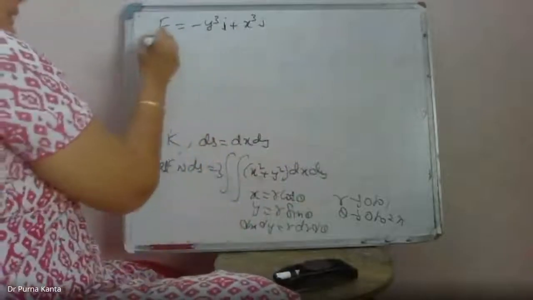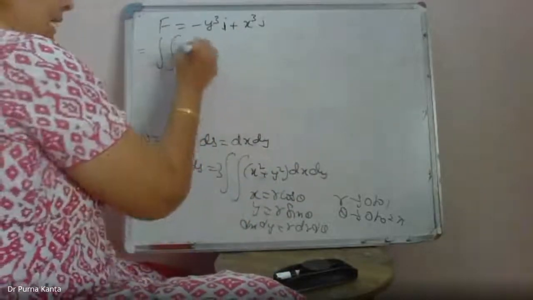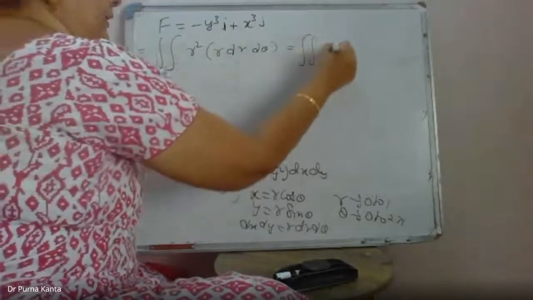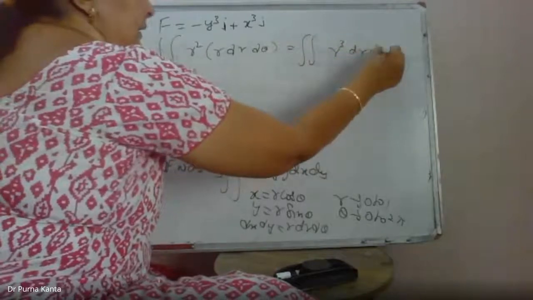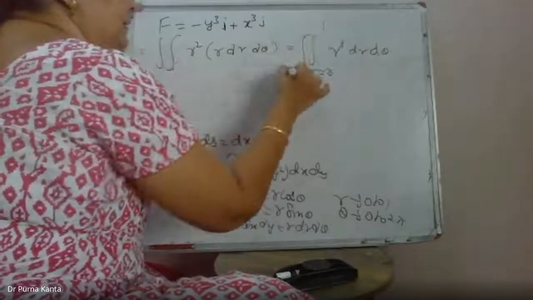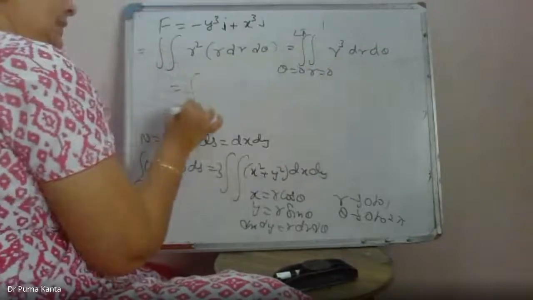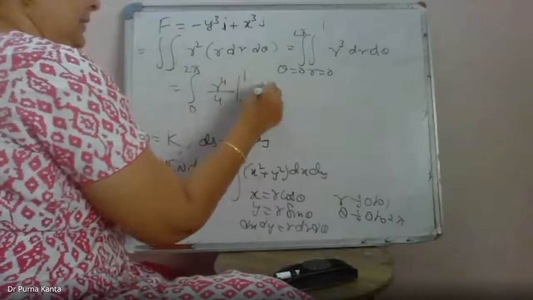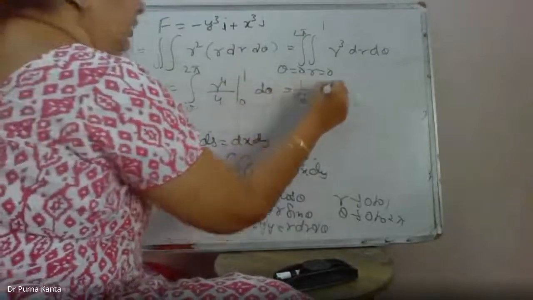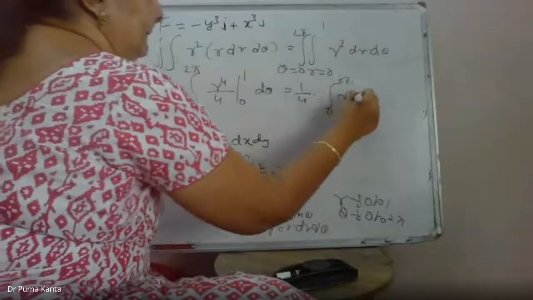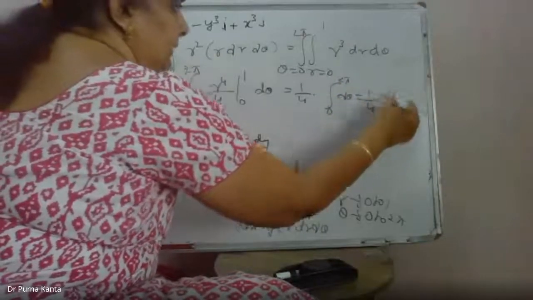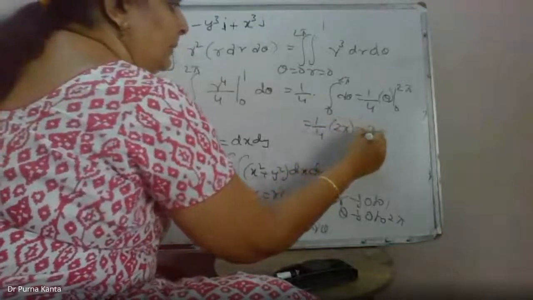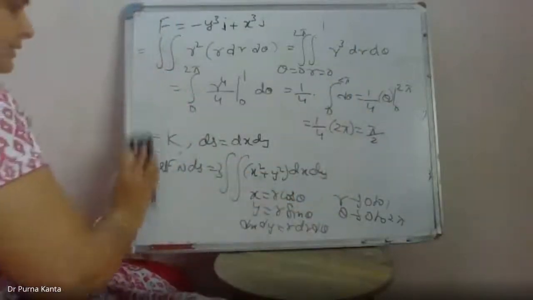So this is equal to the double integral of x square plus y square, which is r square, and dx dy is r dr d theta. Double integral of r cube dr d theta, r from 0 to 1, theta from 0 to 2 pi. The integral of r cube is r power 4 by 4 between the limits 0 to 1, which is 1 by 4, then integral from 0 to 2 pi d theta. 1 by 4 theta between the limits 0 to 2 pi. 1 by 4 into 2 pi is equal to pi by 2. Check your answer whether you got the value as pi by 2.